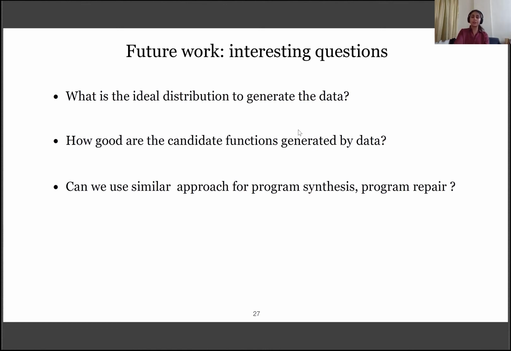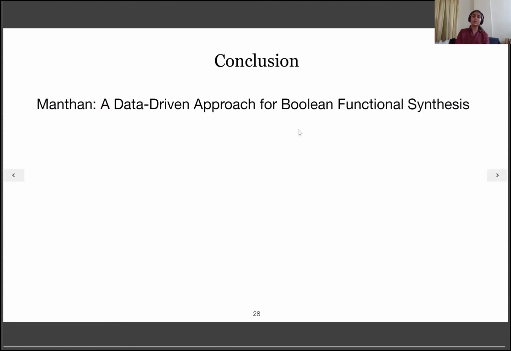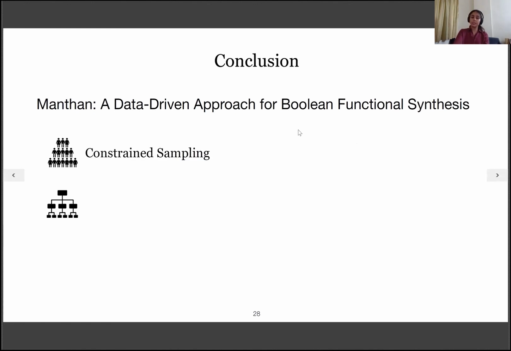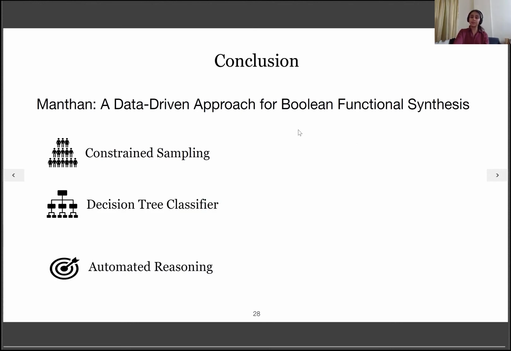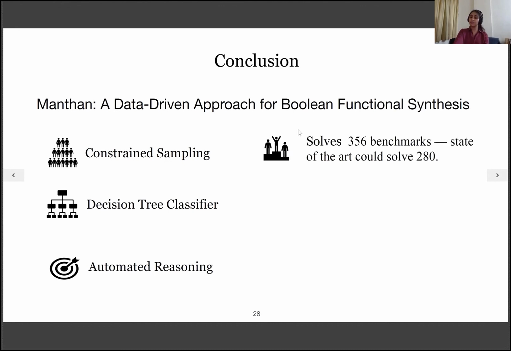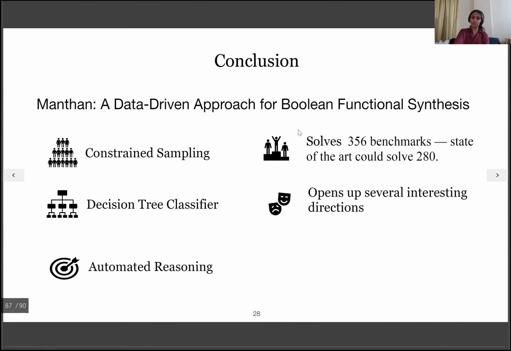With this, I would like to summarize my talk. So we have discussed Manthan, a data-driven approach for Boolean function synthesis. Manthan does constrained sampling to generate the data. With the data generated, Manthan uses a decision tree classifier to learn the candidates. And the candidates are later repaired using automated and formal reasoning. With this technique, Manthan is able to solve 356 benchmarks. It also opens up several interesting questions for future work.